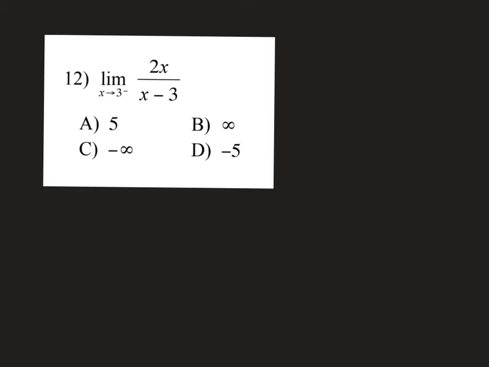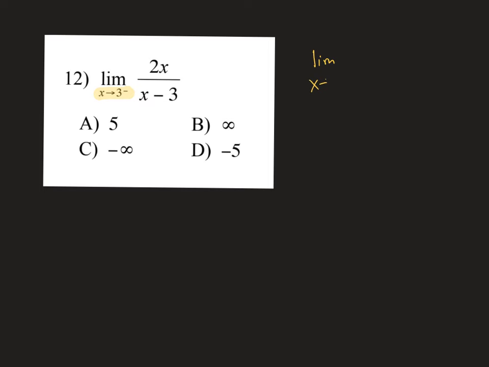So here in number 12, we're going to do another left-hand limit. Again, I know it's a left-hand limit because I see that little negative sign right there to the upper right of the 3. That's called a superscript. Now remember, we always try substitution on these limits first. So I'm just going to go ahead and try substitution and see what happens. If it works, we're in great shape.